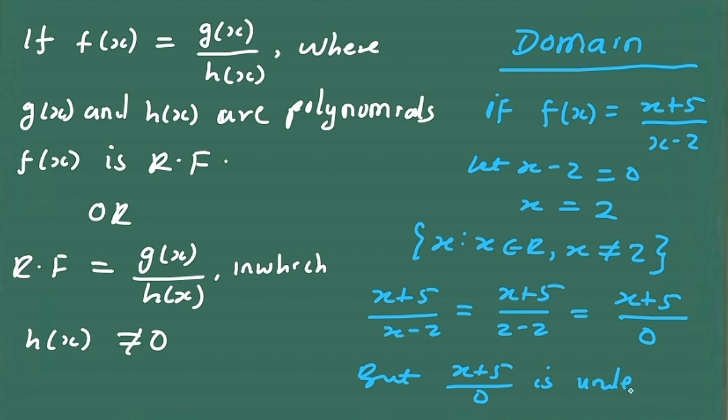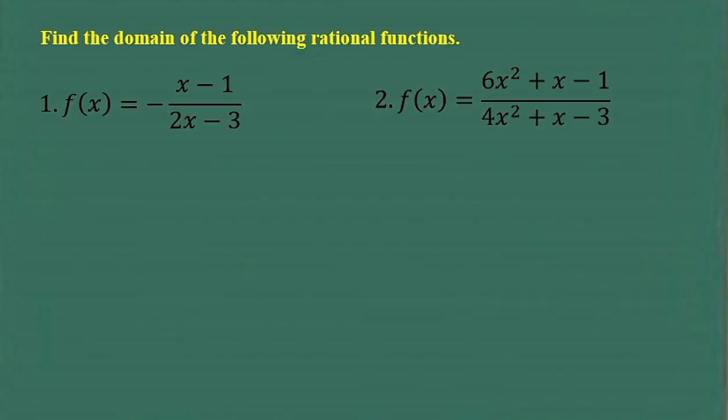So anytime we have to find the domain of a rational function, we always have to find the set of all real numbers except the zero of the denominator. Alright, let's take a look at illustrative examples. Find the domain of the following rational functions.